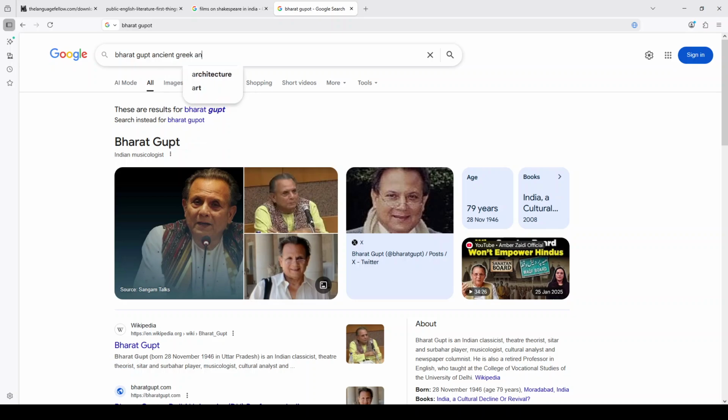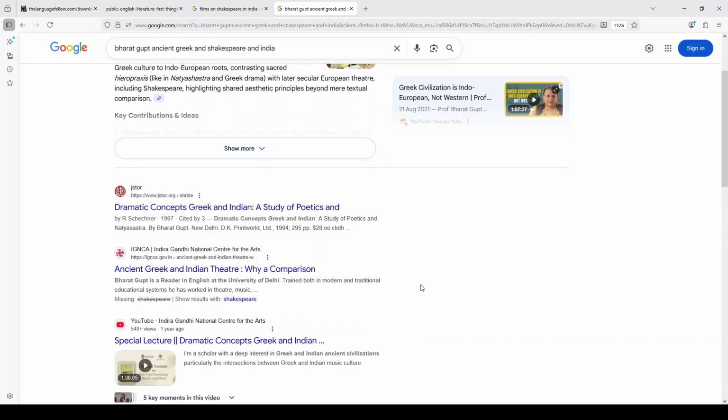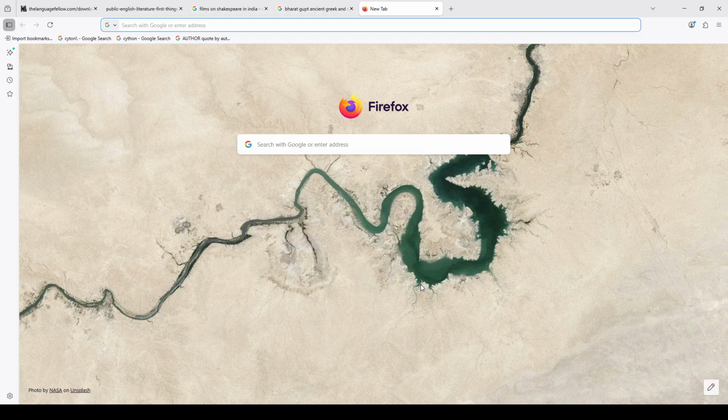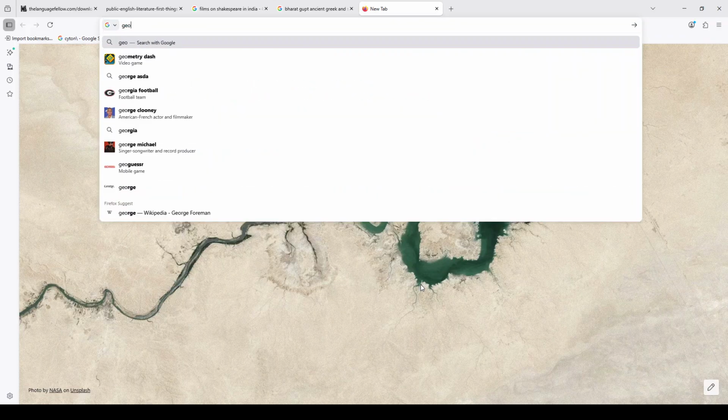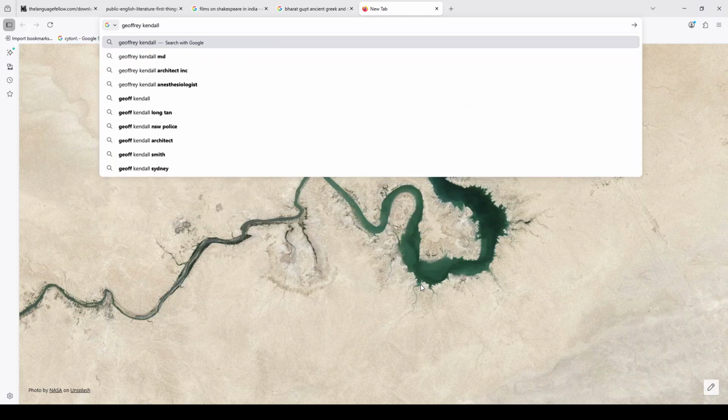Ancient Greek and Shakespeare and India. I don't know if Shakespeare was there, but yes, ancient dramatic concepts, Greek and India. So that is one source you study when you're talking about India. Geoffrey Kendal, I've been talking about again for years and years. This is all from my own study of these things.